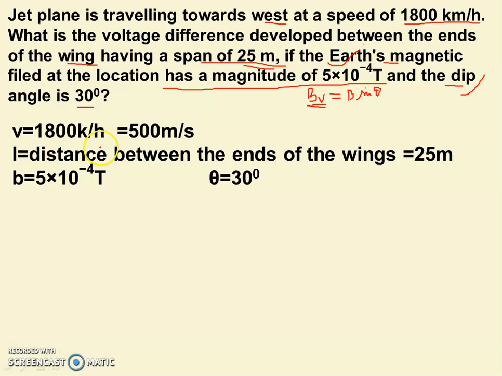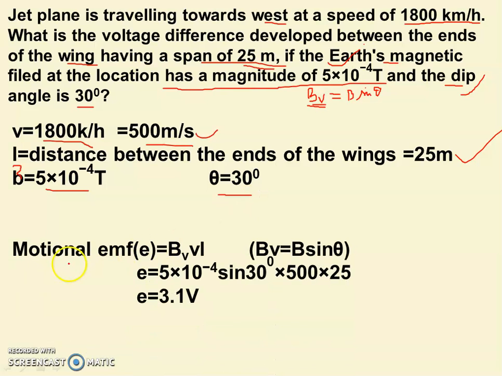Now first of all we have to write the given. Convert kilometer per hour into meter per second, means in SI system. Length is 25 meter. Earth's magnetic field B is 5 into 10 to the power minus 4, and theta, the angle of dip, is 30 degrees. So the motional EMF will be E equal to B_V, the vertical component, means B sin theta, into v into L.